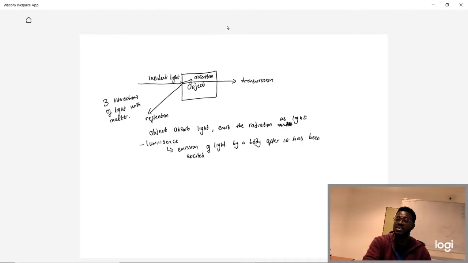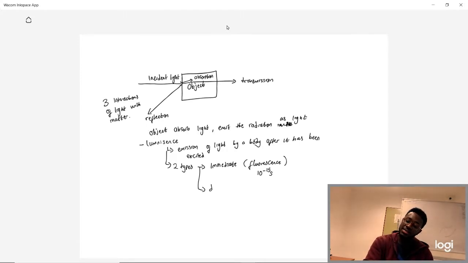There are two types of luminescence. You have the immediate luminescence, which is fluorescence, the one that happens in about 10 to the minus 15 seconds. Then you have the delayed luminescence, which is phosphorescence, and this can take up to several minutes.